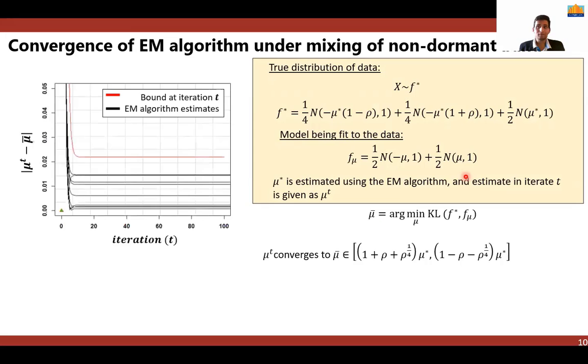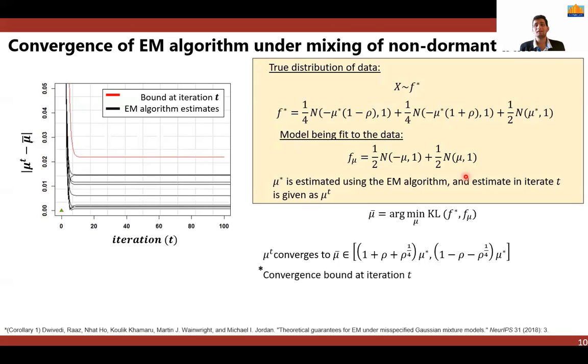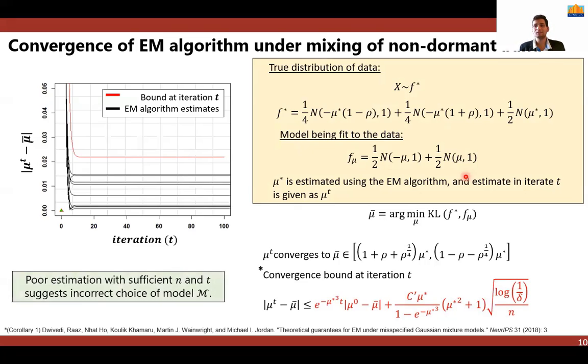The convergence behavior of the estimates is illustrated in the top left plot. The bound at each iteration is given in red and is defined by the equation below. The numerical example tells us that when, in real life, incorrect mixtures are chosen, we may diagnose this if the resulting estimates remain poor, even with sufficient sample size and iterations, therefore requiring an update of the model.